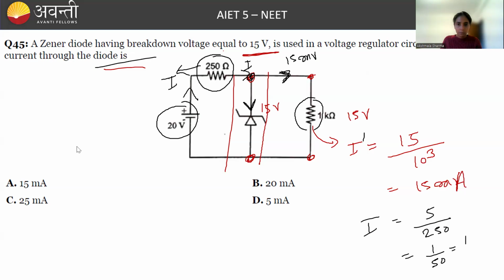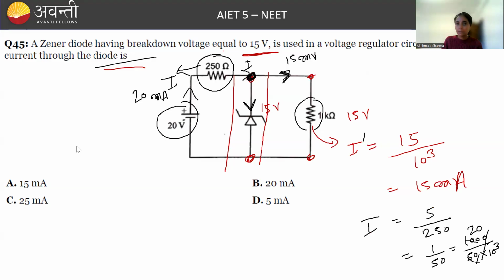So this is equal to, if here I write 1000 by 50 into 10 to the power 3, how much will this be? 20. So 20 milliampere. I is 20 milliampere. So current getting released from the battery is 20 milliampere.